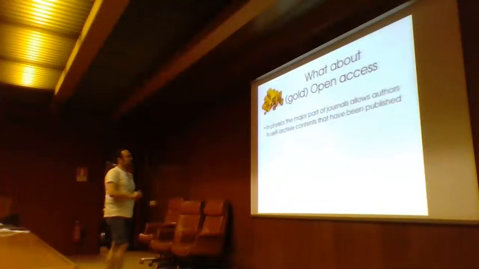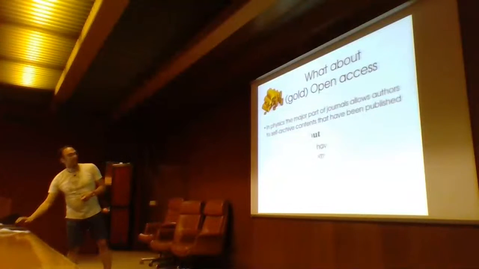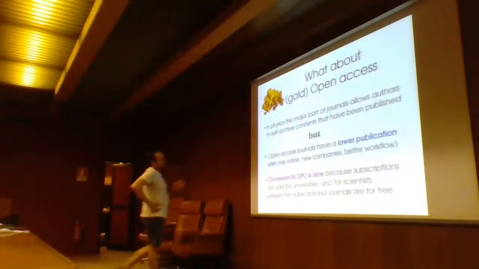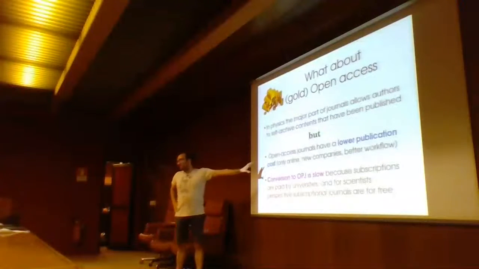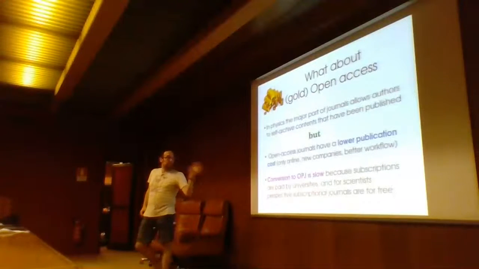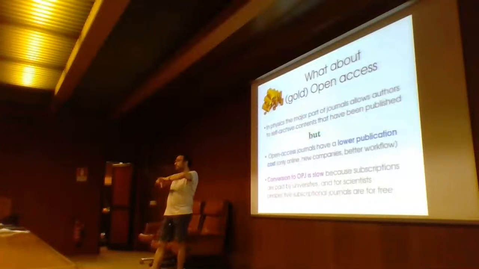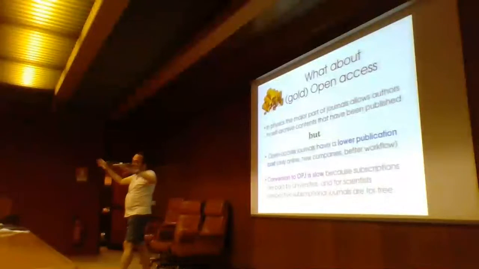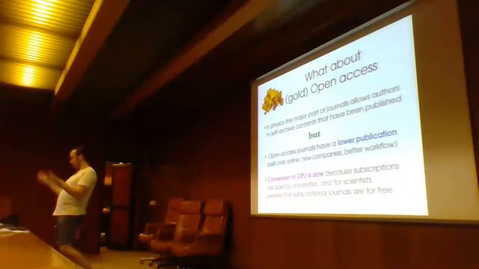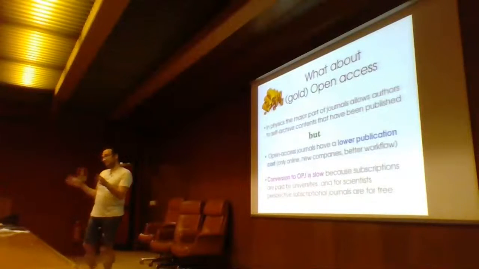But let's say that, first on the list again, directly here. Open access usually has a lower publication cost because they are only online. There are many, often new companies, there's a better workflow. So in principle, if we switch all publication to subscription on journal to open access, we will save money. In reality, this doesn't work.